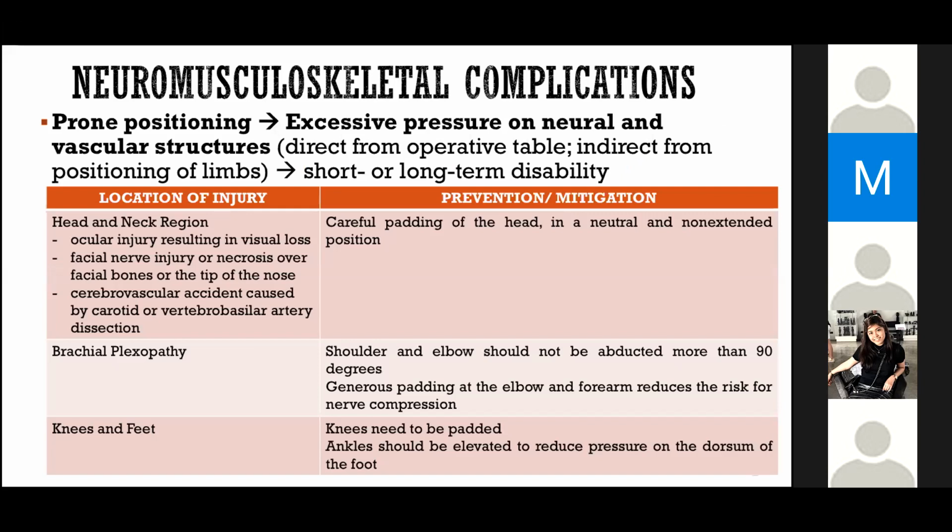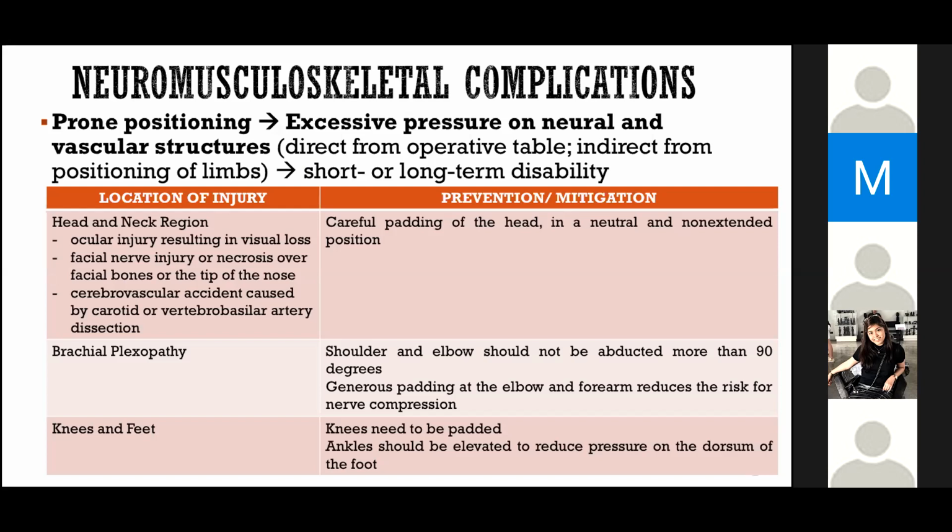Neuromusculoskeletal complications. These are caused by excessive pressure on the neural and vascular structures, either directly from the operative table or indirectly from positioning of the limbs, which may cause short or long-term disability. For the head and neck region, this includes ocular injury resulting in visual loss, facial nerve injury or necrosis over facial bones or the tip of the nose, and CVA caused by carotid or vertebrobasilar artery dissection. So careful padding of the head in a neutral and non-extended position should be observed.